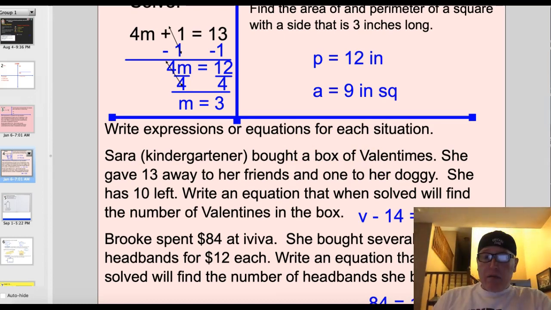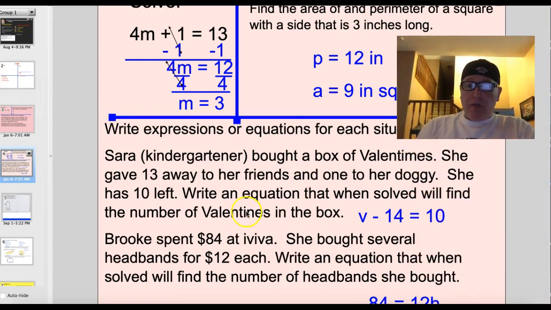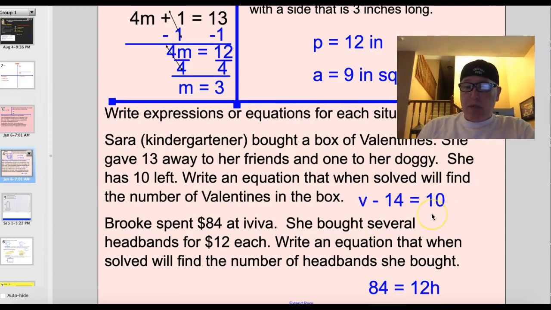All right, write expressions for this situation. Sarah bought a box of Valentines. She wanted to give 13 away to her friends and 1 to her doggy. She has 10 left. Write an equation that, when solved, will find the number of Valentines in the box. Here's the Valentines she started with. There's minus the 13 plus the 1. If you want to do minus 13 and minus 1, you could do that. Equals 10. I just simplified it to Valentines minus 14.